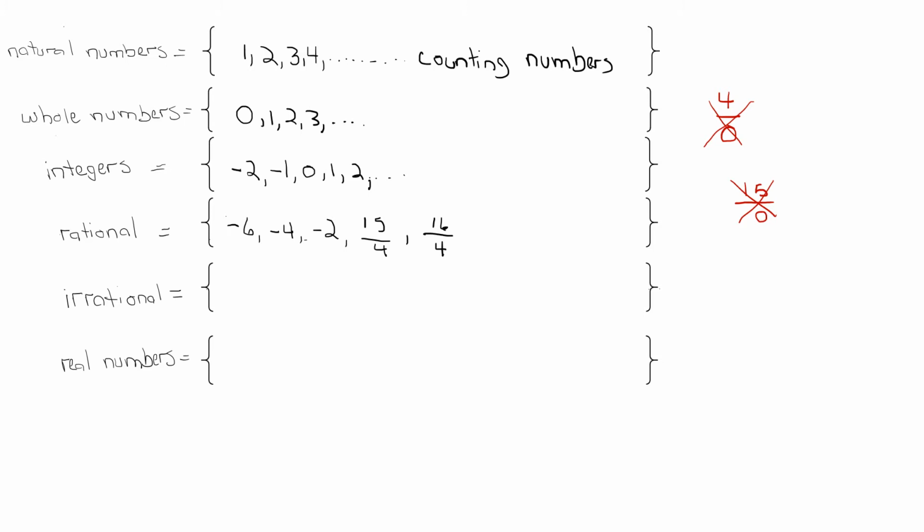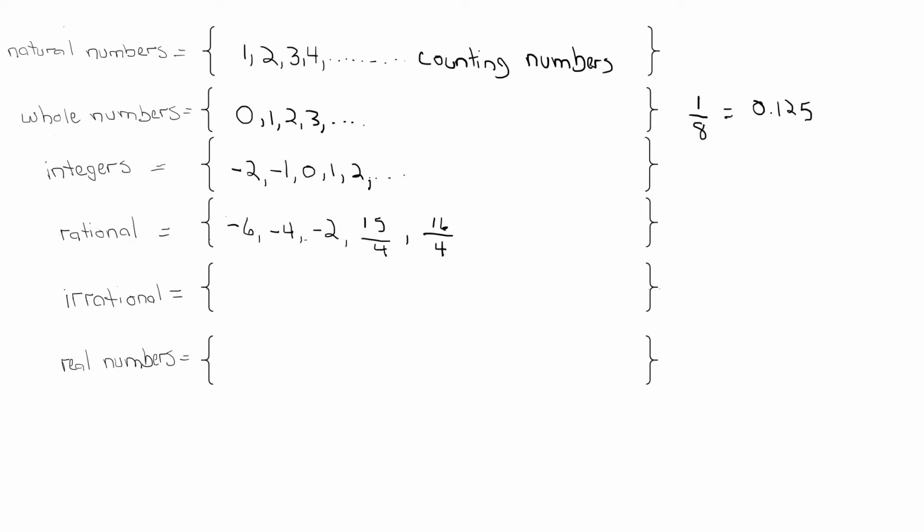So irrational numbers are non-repeating decimals and non-terminating decimals. Let me show you what I'm talking about. Let me erase this over here. Let me show you what a terminating decimal is. Say for instance we have the problem 1 divided by 8, which equals 0.125. This is considered a terminating decimal, because that means it's not going anywhere. It's terminated. That's all you're going to get.